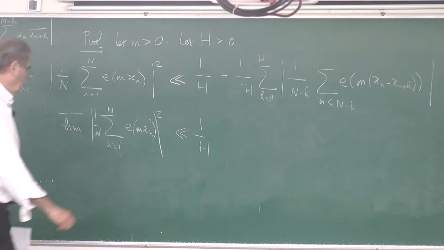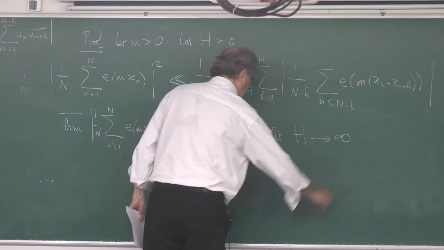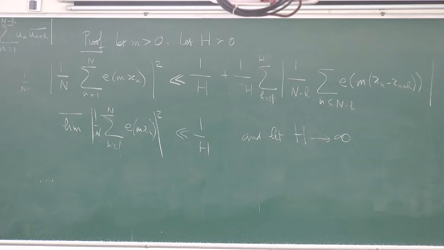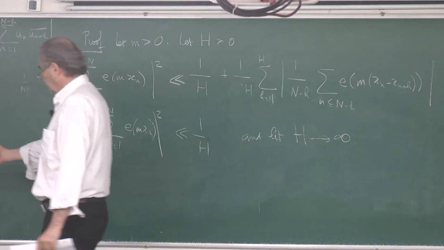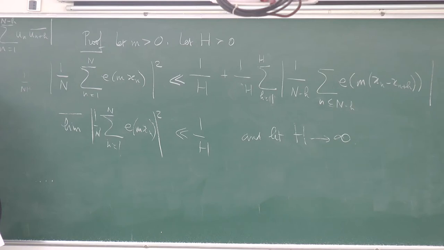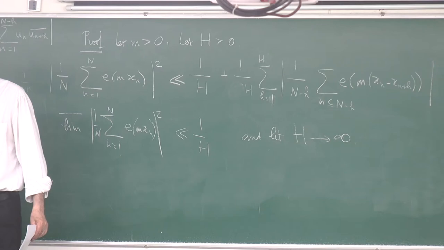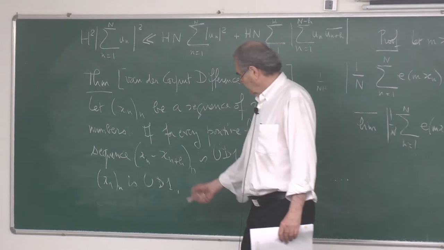And let h tend to infinity, and you have, by Weyl's criterion, that your sequence xn is uniformly distributed mod 1. Of course, there is no reciprocal in that. If you think of the sequence n theta, for example, n theta minus n plus h theta is h theta, and this sequence is not uniformly distributed mod 1. So it doesn't go that way.